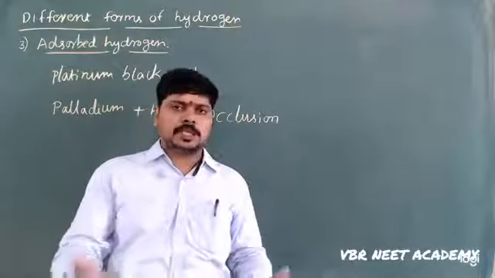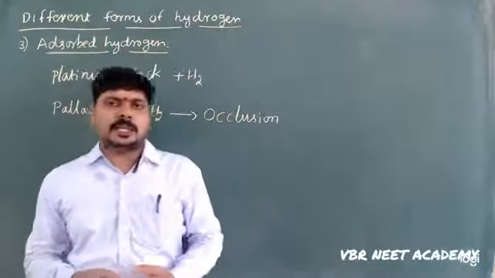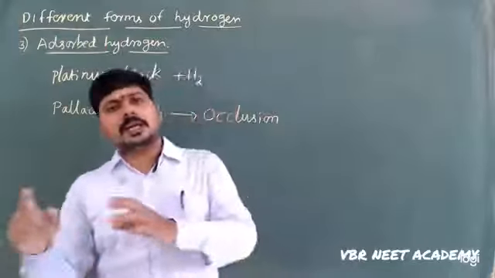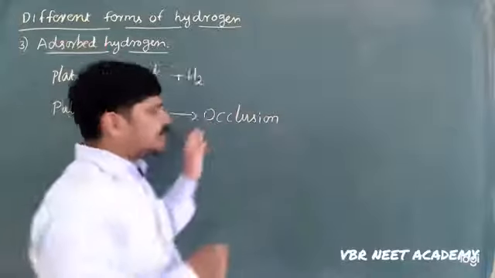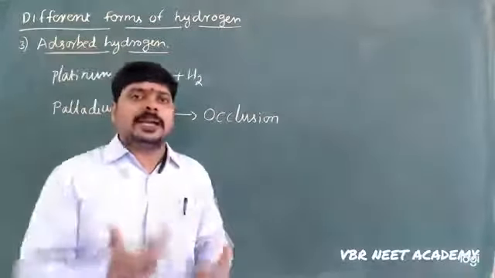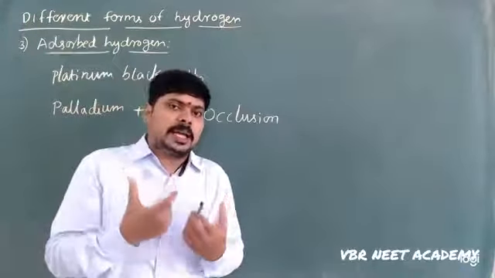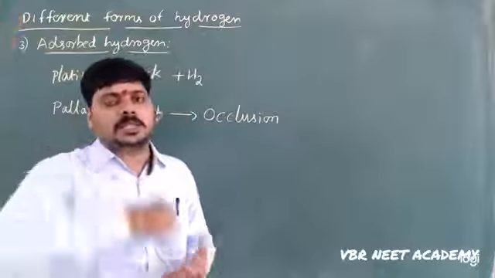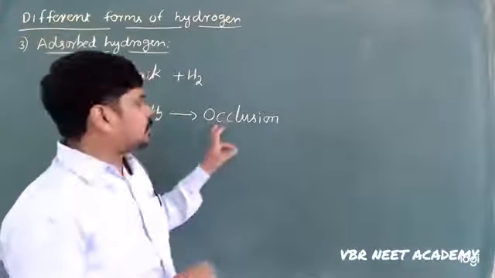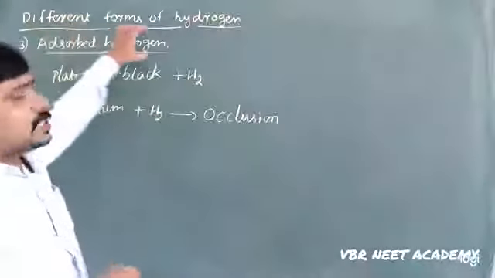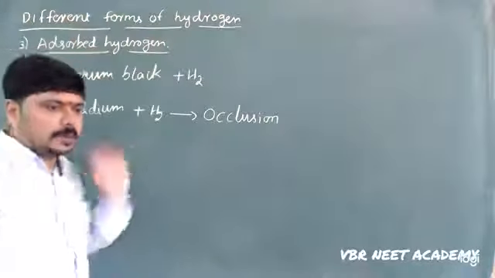Normal adsorption means accumulation of particles on the surface of a substance is called adsorption. It is also adsorption only, but it is more intensified adsorption. That means more than its volume, 5 times is adsorbed on the surface of your palladium. That's why the process is called occlusion. So this is adsorbed hydrogen. This is the next form of hydrogen.